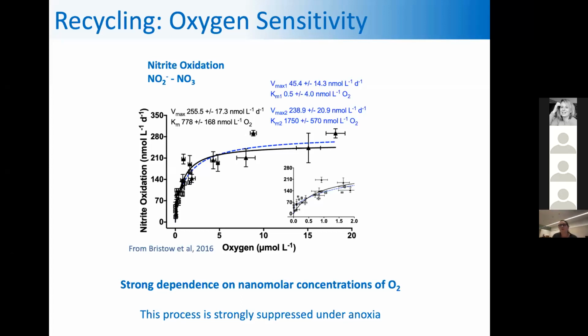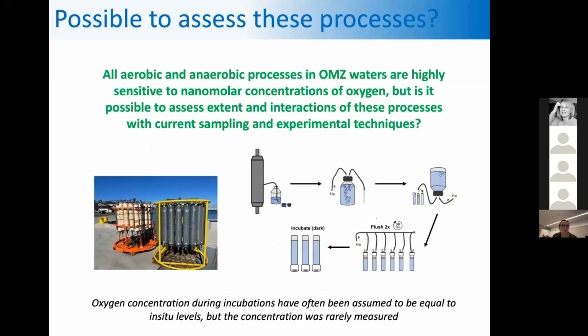So I hope I've made you see that really all aerobic and anaerobic processes in these low oxygen waters are highly sensitive to nanomolar concentrations of oxygen. But us hanging out in the lab or on a ship, how are we able to assess the extent and interactions of these processes with current sampling and experimental techniques? Because we've got water down at 100 meters of depth that has undetectable levels of oxygen in it. How can we then get it up onto the deck or into the lab and carry out incubations at maybe oxygen concentrations similar to those in situ?